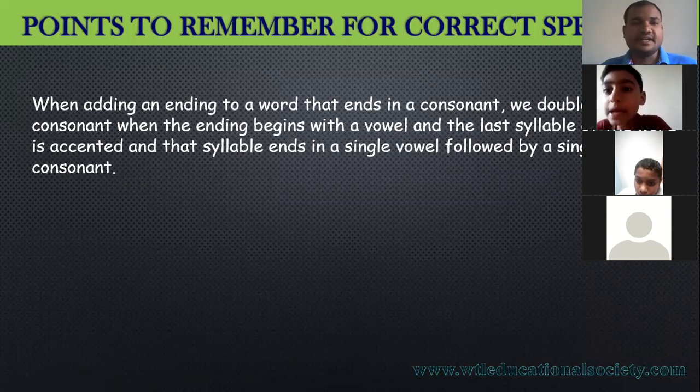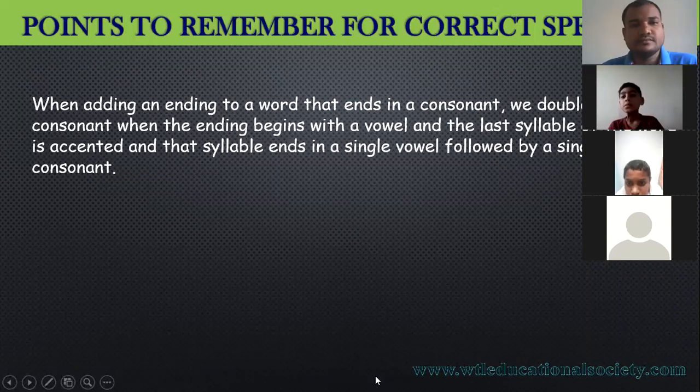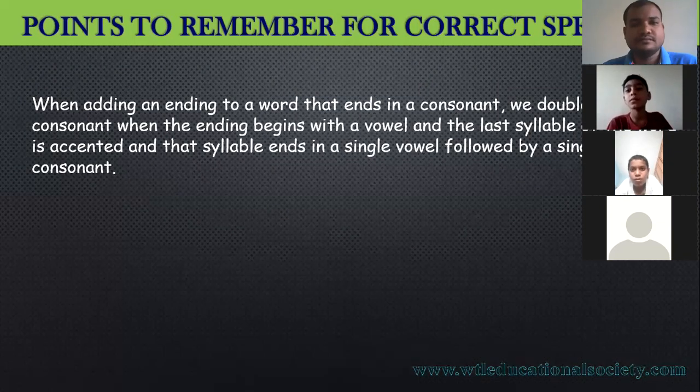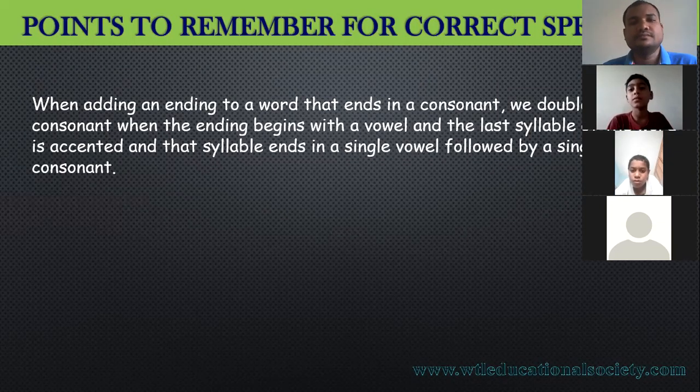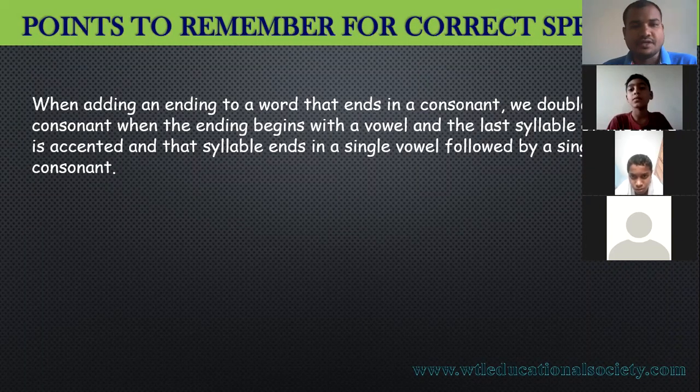Right. Next, Danyata, read it out. When adding an ending to a word that ends in a consonant, we double the consonant when the ending begins with a vowel and the last syllable of the word is accented, and that syllable ends in a single vowel followed by a single consonant. Very good.